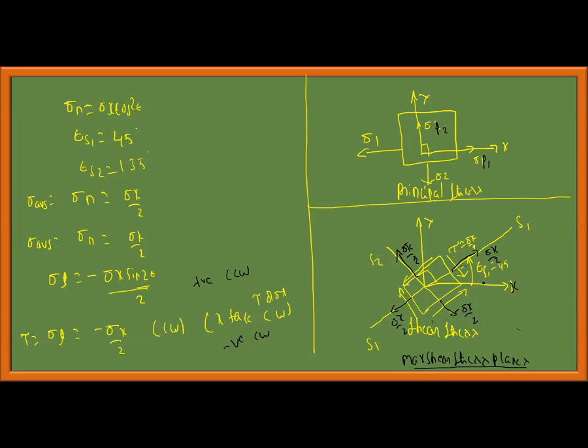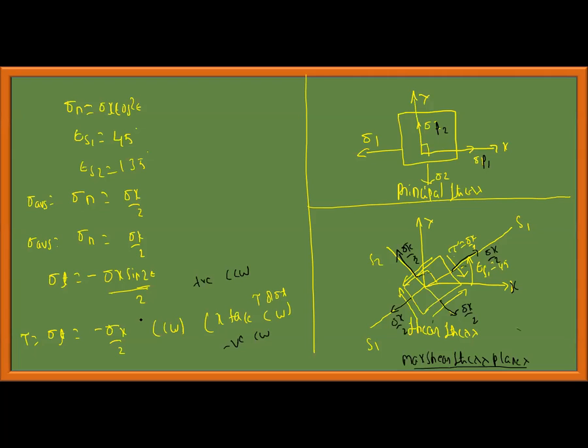Since theta s1 is positive, I rotated it from the x-axis of the reference, in the anti-clockwise sense. So theta s1 is equal to 45 degrees, and 90 degrees to that will be theta s2. Theta s1 I got, and then in order to find the direction of tau, this sigma t, I cannot write sigma t directly like that.